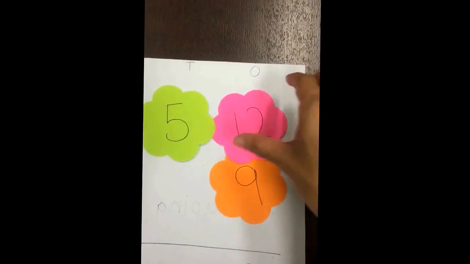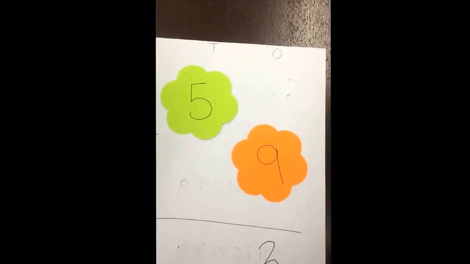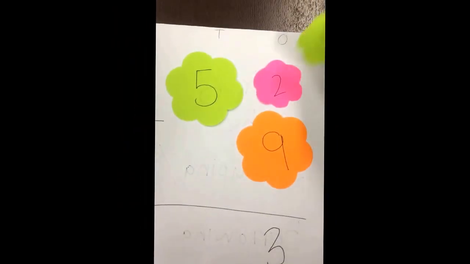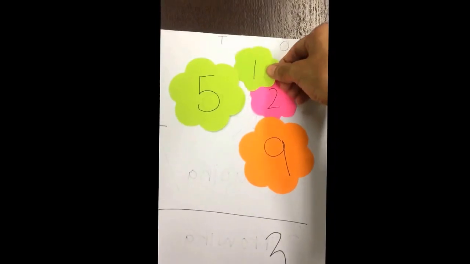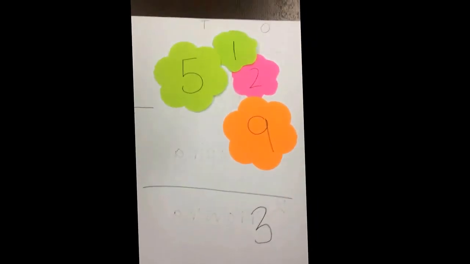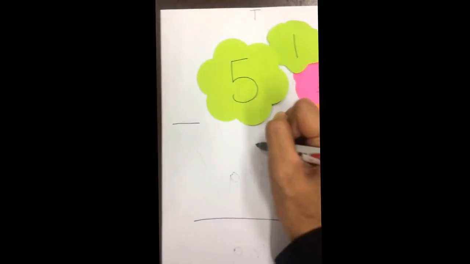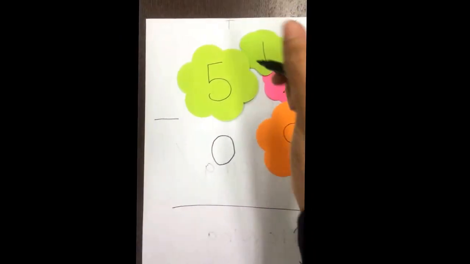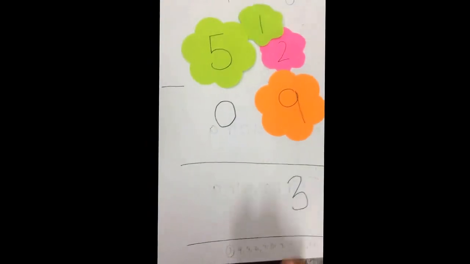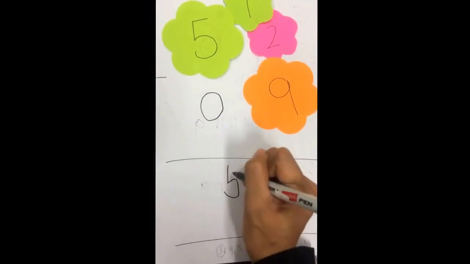But do not write this in your working. This is just an example. Your working should look something like this, with the 2 here and a small 1 on top. Now let's go to the tens. So what is 5 minus nothing? Which is 0. What is 5 minus 0? Correct, it's 5.